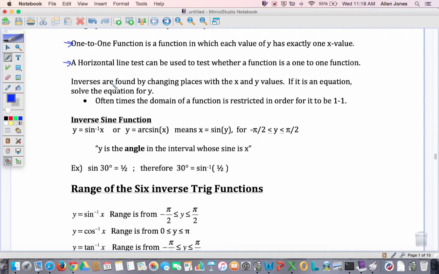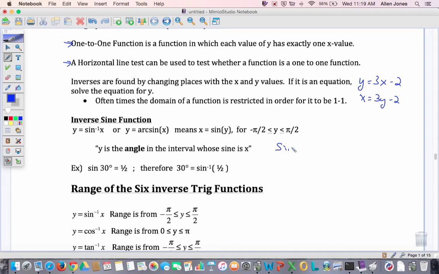inverse. Inverses are found by changing place with the x and y values. So if you recall from Algebra 2 or Algebra 1 even, something like this, equation of a line y equals 3x minus 2, the inverse was x equals 3y minus 2. We probably went ahead and solved it for y so we could graph that again in slope-intercept form. Okay, the same thing's going to apply basically to a trig function.